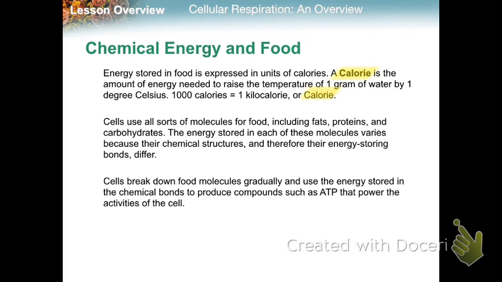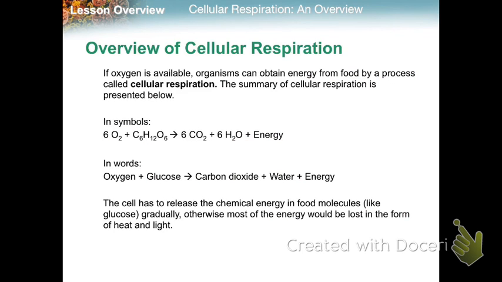Cells use all kinds of molecules for food. We've gone into these before, the fats, proteins, and carbohydrates. The energy stored in these molecules varies because their chemical structures are different. Cells break down food molecules gradually and use that energy to produce our magical mystery energy molecule, ATP, for cellular functions and processes. So the process by which ATP is formed is called cellular respiration.